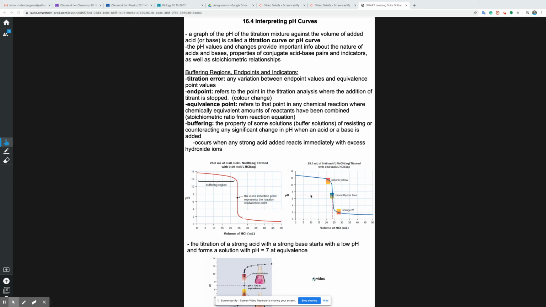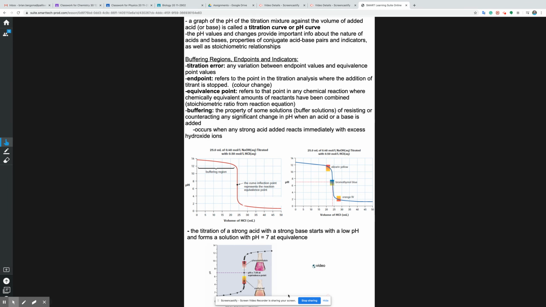So for the endpoint, I want to pick something that changes colors right around 7, such as bromothymol blue. If I pick that, my endpoint and equivalence point would be the same. If I picked something like methyl red that changes colors down here, then I'm going to have titration error because my equivalence point and my endpoint are not the same.